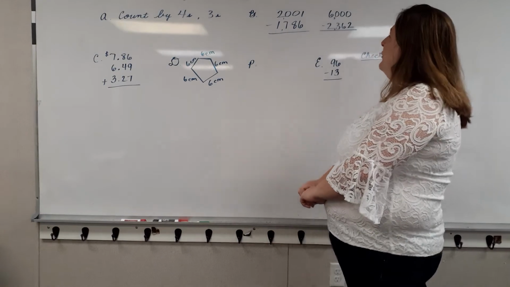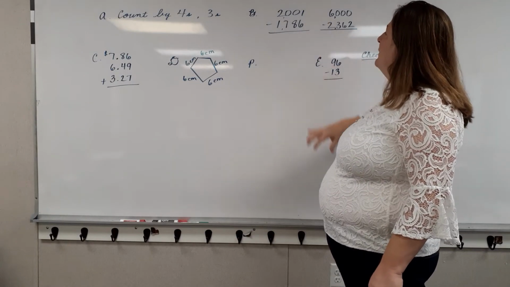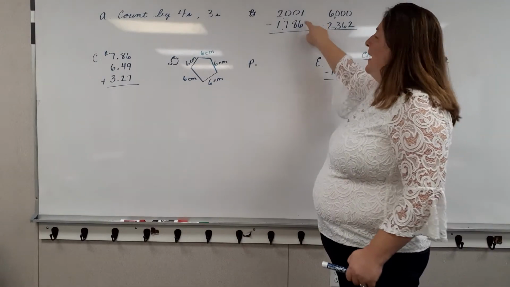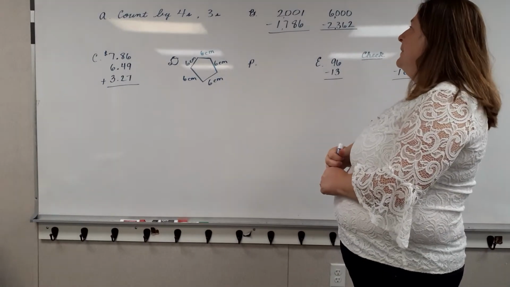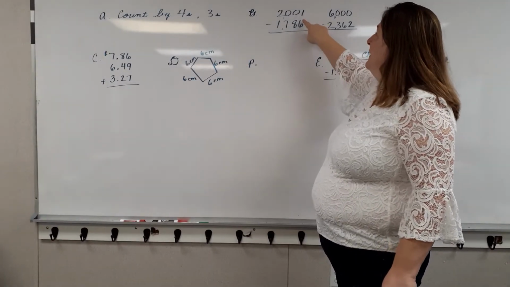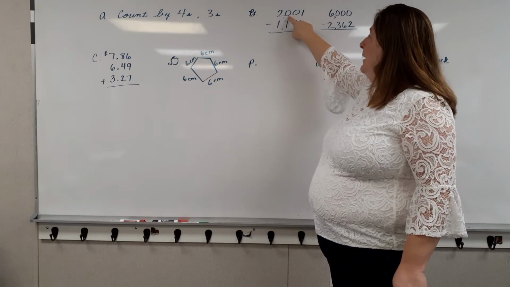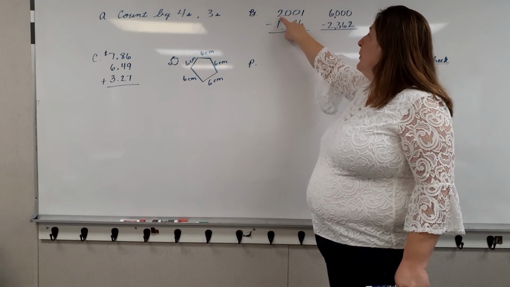All right, letter B, 2001 minus 1,786. 1 minus 6 equals, I sure hope you knew that you cannot do 1 minus 6 and that you must borrow. But can you borrow from a 0? No. You can't borrow from this 0, so you have to borrow from the 2.